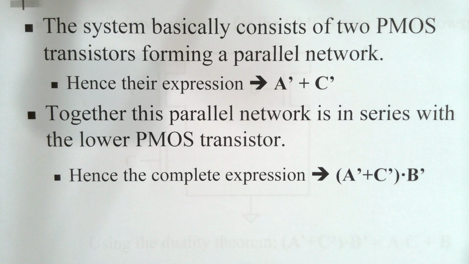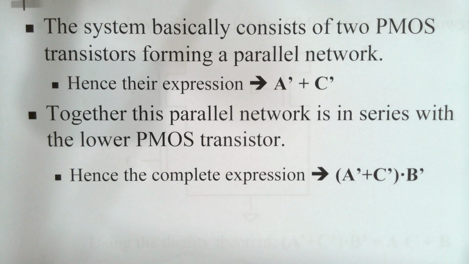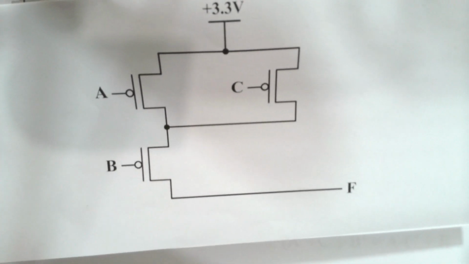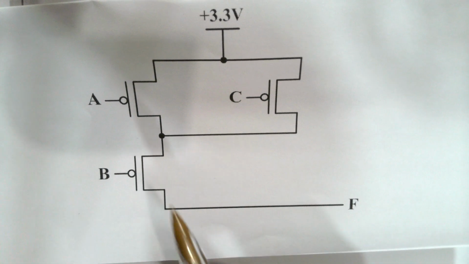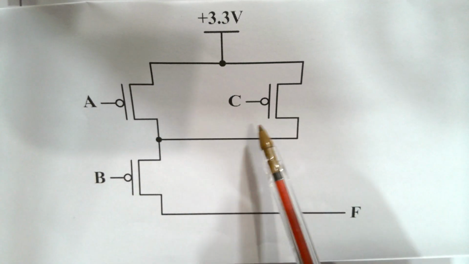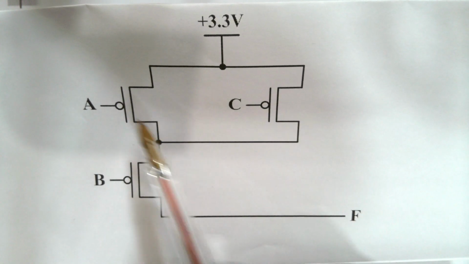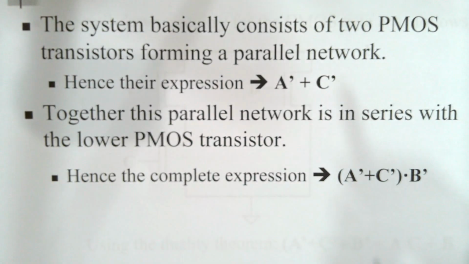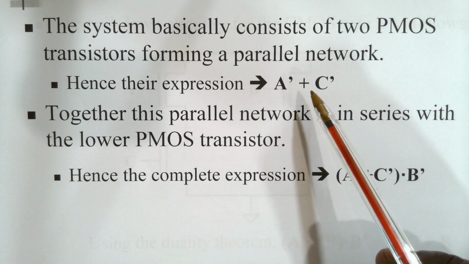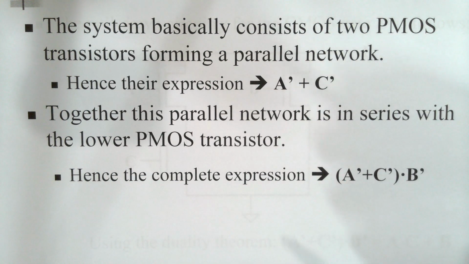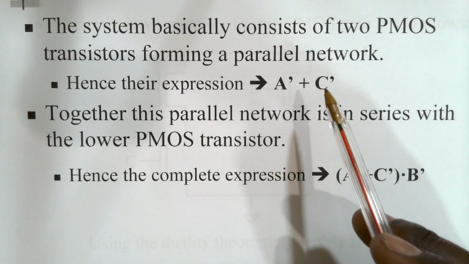First part, let's get the expression of the parallel network. This network here is two PMOS transistors in parallel. So when you have a PMOS transistor, this A becomes A complement, the C becomes C complement, and because they are a parallel network, they will be ORed together. So the expression for that network is A complement or C complement. You could use prime, complement, or bar, it's the same thing, so we're going to be using complement, bar, and prime interchangeably. So that expression is A prime or C prime.